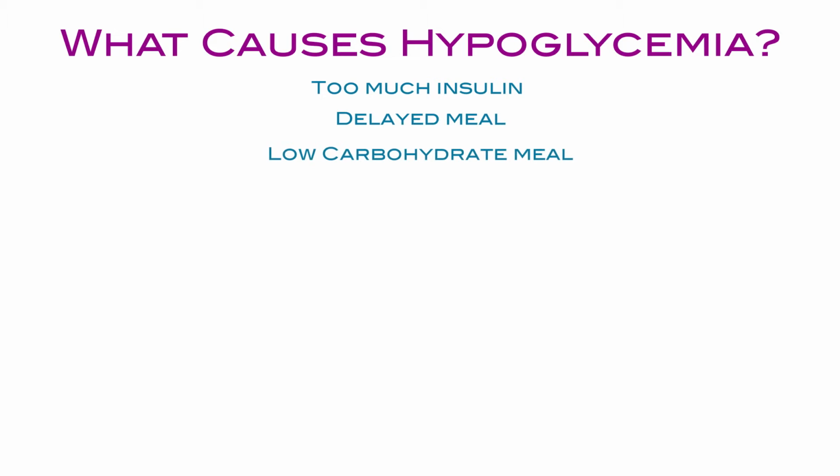Low carbohydrate meal. This comes from an inaccurate dose of insulin. If you measure your insulin for more carbs or glucose than what is actually in the meal, it can cause hypoglycemia because there is more insulin in the blood than glucose.